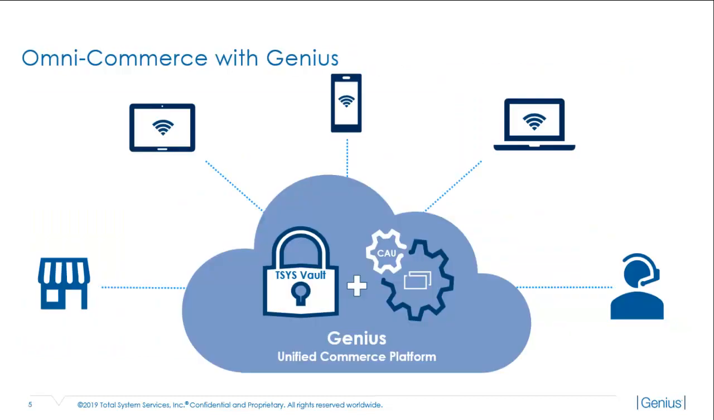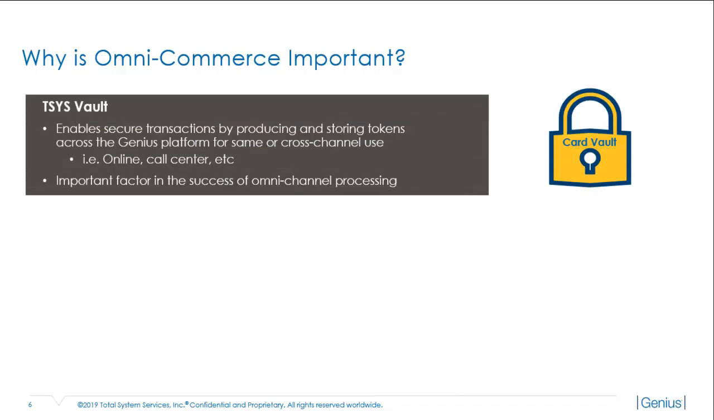As you've already learned, the Vault is a key component to selling Genius. It is what helps tie a merchant's entire portfolio together to allow for the omni-commerce experience because transactions are tokenized and stored in the Vault. It allows their customers to experience scenarios such as buy in line, return in store, buy in one store, return in another, as well as countless other scenarios customers experience, all in a secure manner. The TSYS Vault enables secure transactions by producing and storing tokens across the Genius platform.